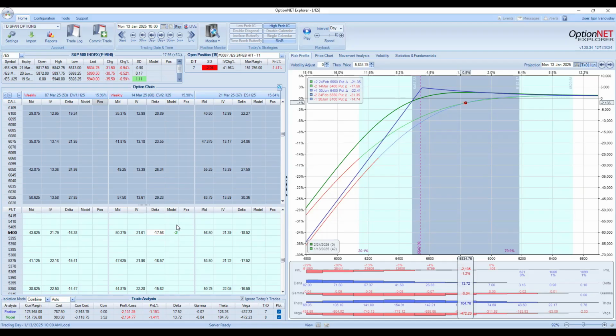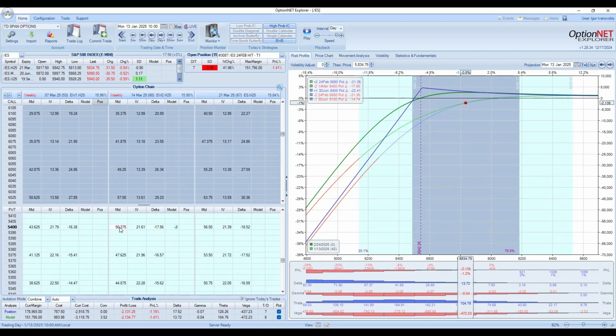Maybe I'll add an extra naked put to compensate for that roll, because you'll never roll down in the same expiration cycle and collect a credit. That's never going to happen. If you roll two naked puts down, you can look at the pricing. 5,400 is at $50.37. If you roll these down 50 points, there's a debit, because 5350s are trading almost $5 less. So if I was to roll these two naked puts down 50 points, there's a $5 deficit.